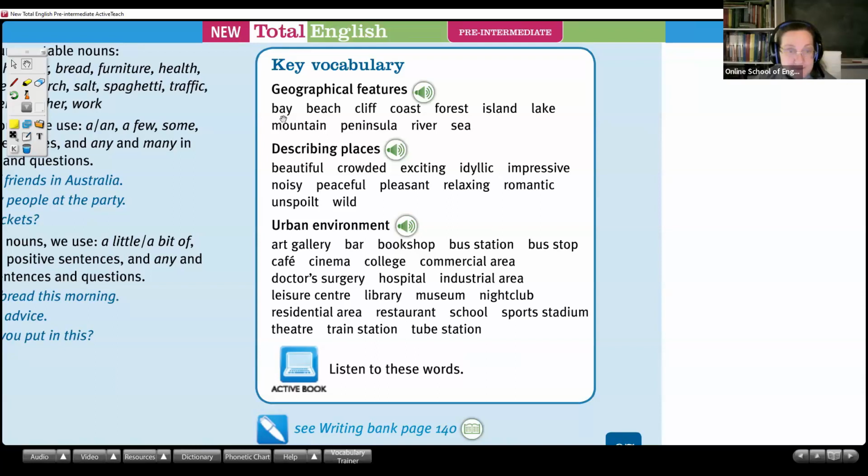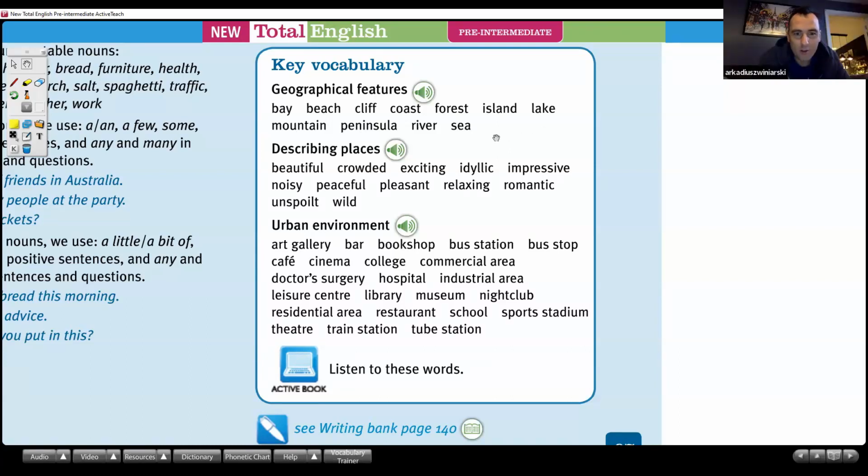Bay. Beach. Cliff. Coast. Forest. Island. Lake. Mountain. This one is challenging. Peninsula. River. Sea.